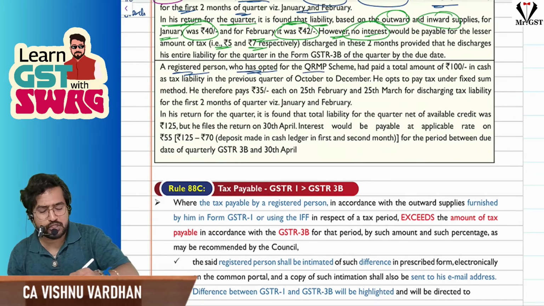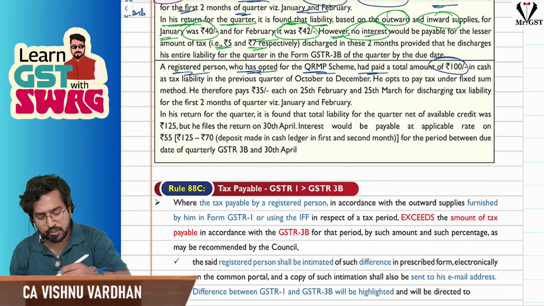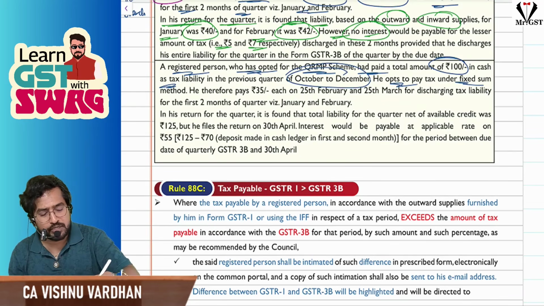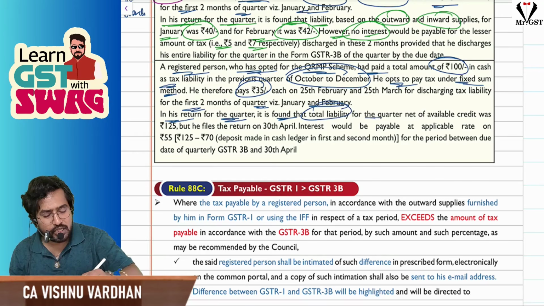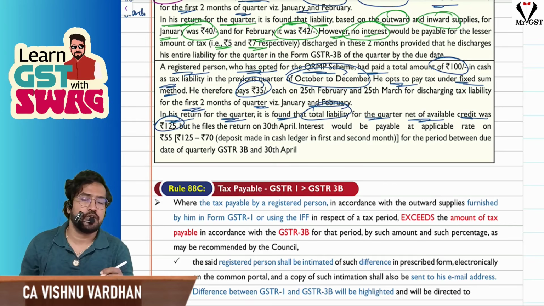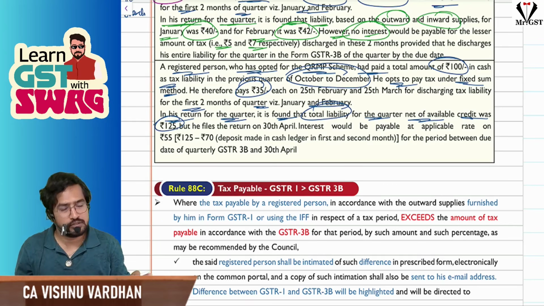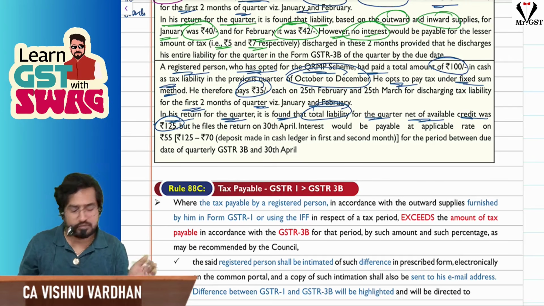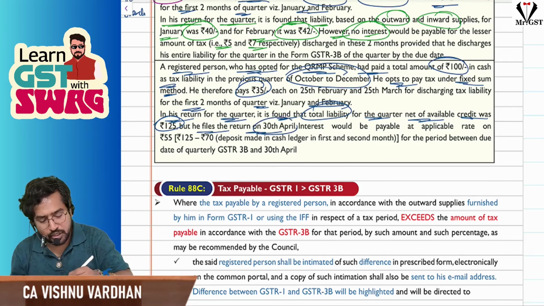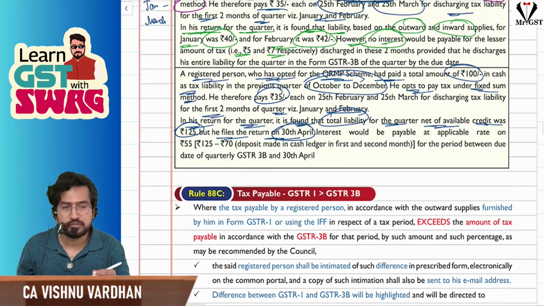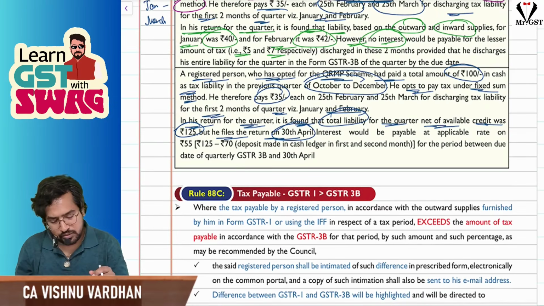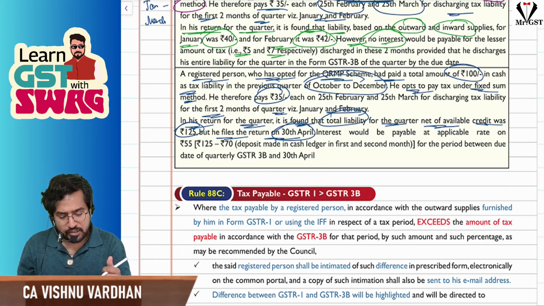Next one. A registered person who has opted for QRMP scheme has paid total, same story, 100 rupees October to December, wants to pay tax under fixed sum method, therefore pays 35. Next 35, first 2 months. In his return for the quarter, it is found that total liability for the quarter net of available credit was 125. How much you have already deposited? 70. What is the shortfall? 55. That much you did. But he files the return on... What is the due date to file the return? This is Jan to March. What is the due date? 22nd or 24th, as the case may be.